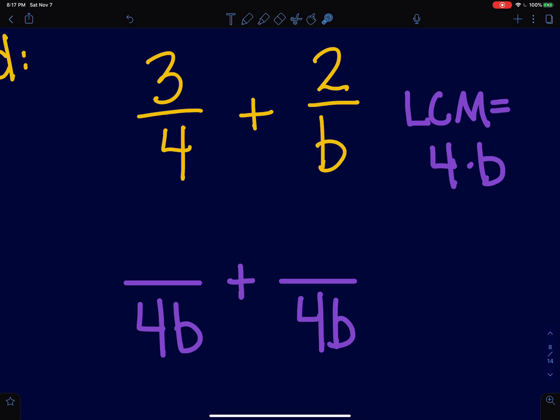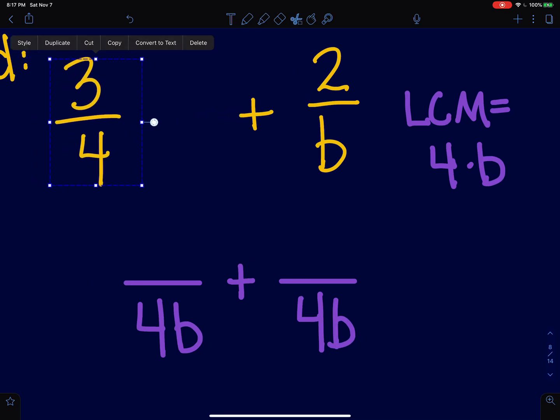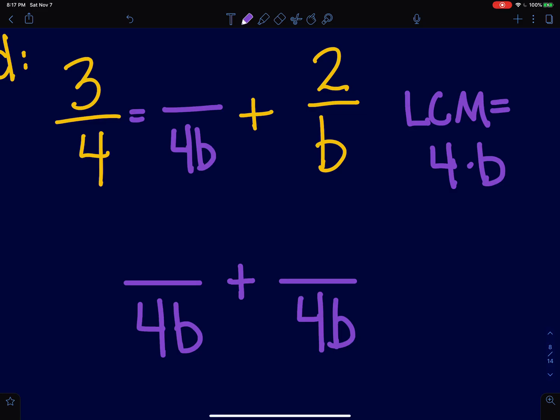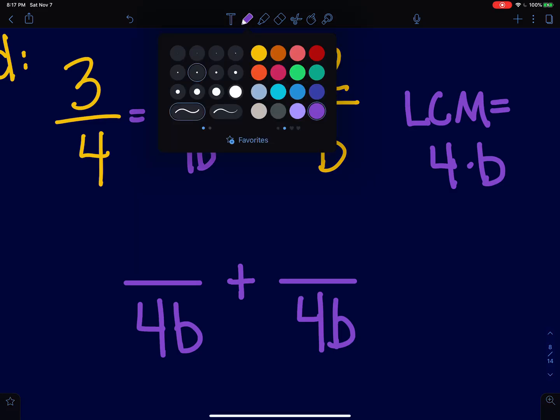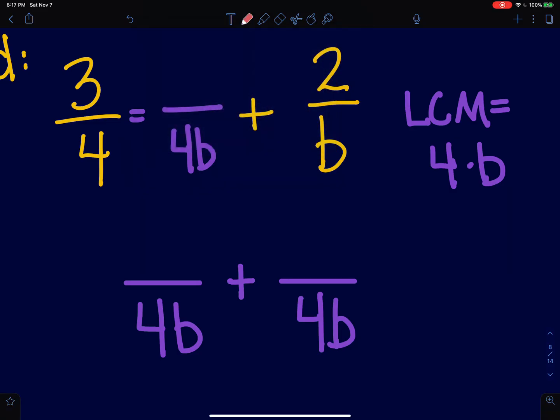Now, how do I change this fraction into 4b? Well, the way that we do that is we write this like this. What did I multiply 4 by to get 4b? And we do this just like we do with any other fraction, right? How did we get from here to here? I multiplied by b. So that means I have to multiply the top by b, and I get 3b. So the top is going to be 3b.